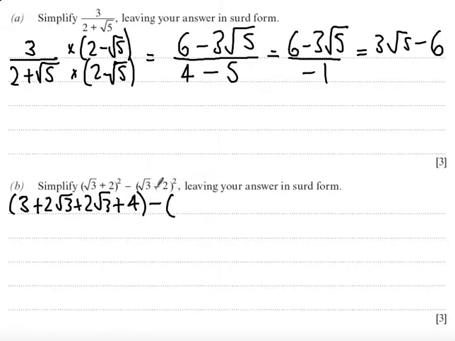Minus, do exactly the same for the other bracket, root 3 times root 3 is 3. I get minus 2 root 3, and then minus 2 root 3 again. And then minus 2 times minus 2 is plus 4.